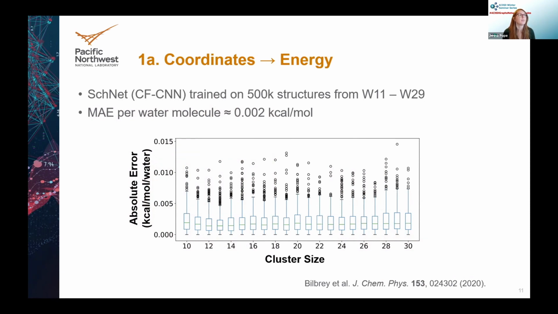So we only trained on clusters of size 11 to 29, and then we tested on clusters of size 10 and 30 and saw equivalent errors. And so this is very encouraging. It shows that we can train our network and use it to predict the energy of larger size clusters that we did not train on. So this solves the coordinate to energy challenge in the score design step if we want to work in coordinate space.